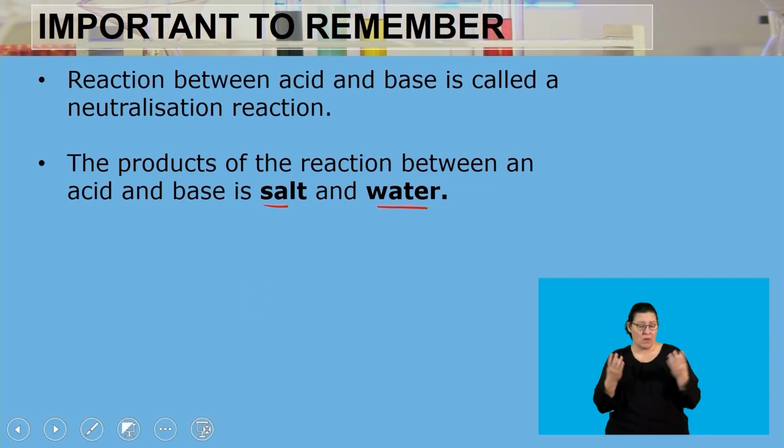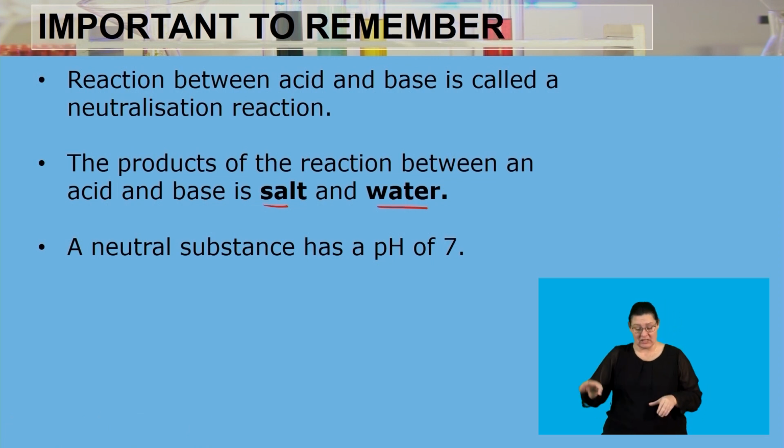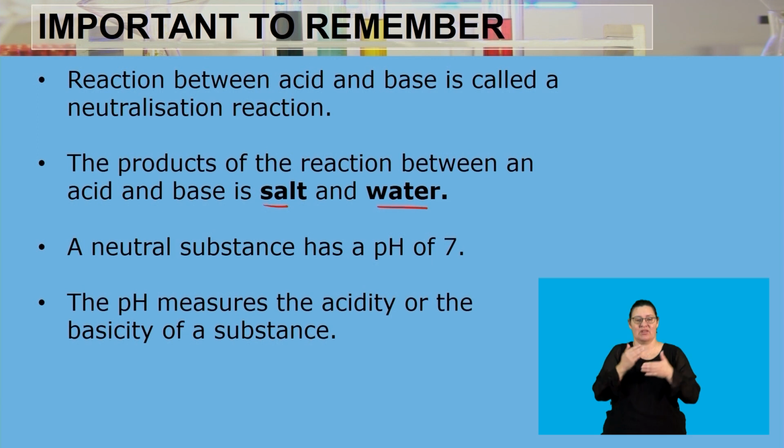So if we add too much of the acid, the product will be acidic. If we add too much of the base, the product is going to be basic. But if we add the right amount of both the acid and the base, the product is going to be neutral. Now, a neutral substance has a pH of 7. So when we add the right amount of the acid and the base, the product will be a neutral substance. And if it's neutral, it means it has a pH of 7.